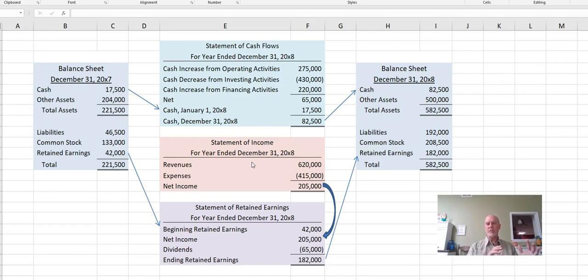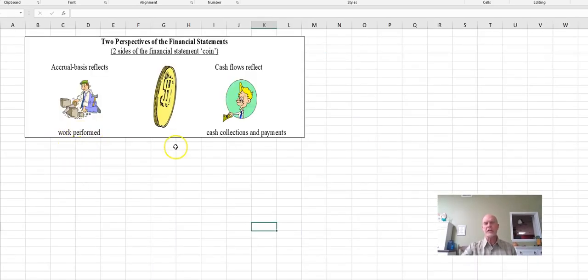So the statement of cash flows captures the cash collections and cash payments, and the income statement, based on the accrual basis of accounting, focuses on when we did the work and matches against that the expenses for resources that expired during the period. So the statement of cash flows and the income statement are like two sides of the same coin. The income statement focuses on when the activity happened, and the statement of cash flows focuses on the cash collections and the cash payments.